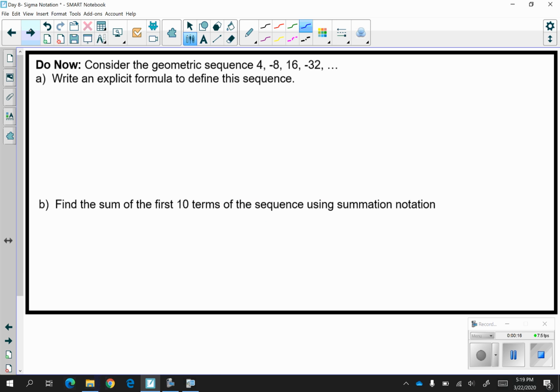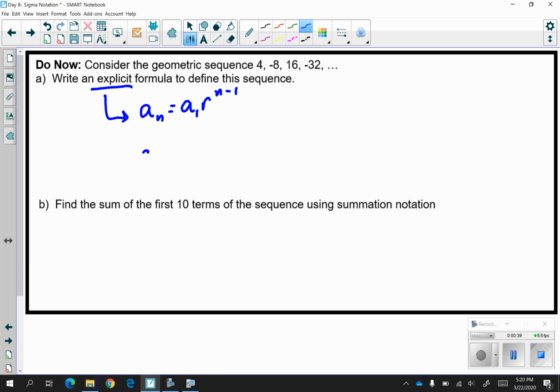So for our do now, we're looking at a geometric sequence, and we want to write an explicit formula to represent it. The explicit formula is on your reference sheet. If you look at it for the geometric sequence, it says a sub n is equal to a sub 1 times r to the n minus 1.